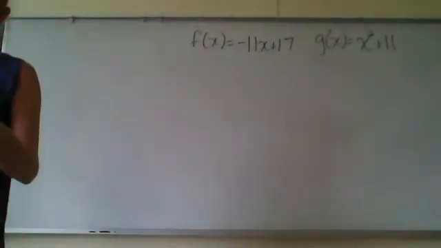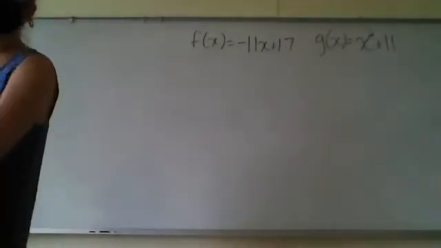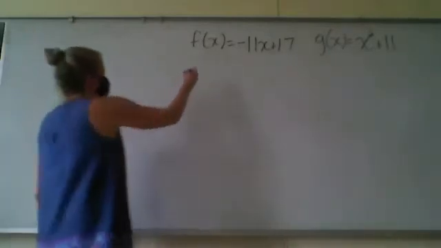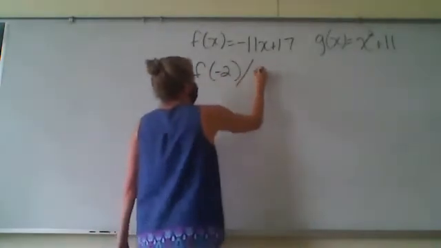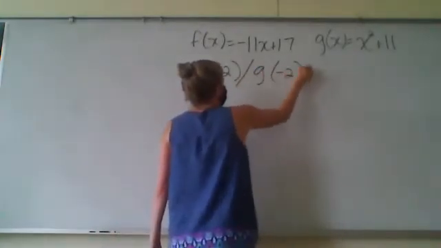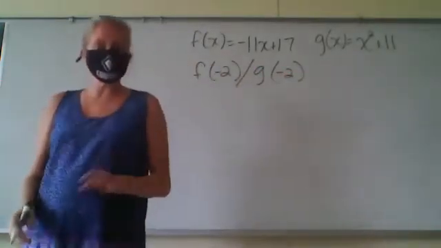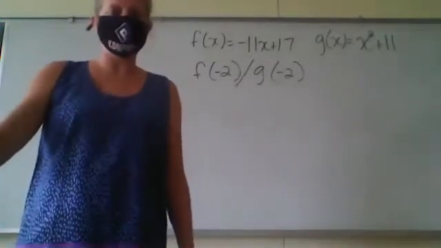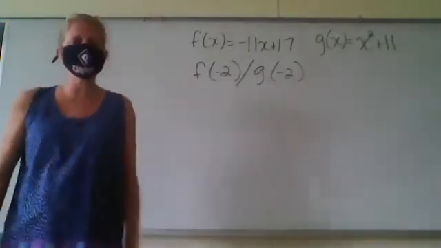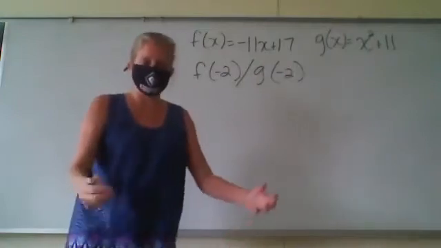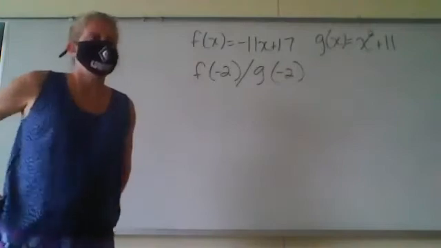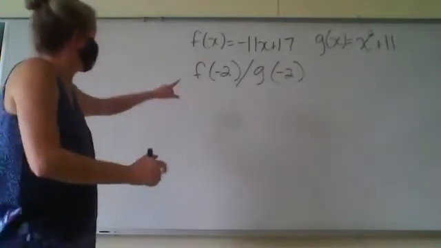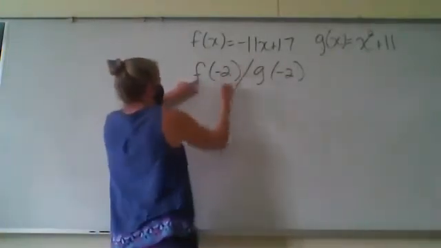It wants me to find f of negative 2 over g of negative 2. So f of negative 2 over g of negative 2. So same thing's going to happen. I'm going to find f of negative 2. Then I'm going to go find g of negative 2. Get my two answers and put the f solution over the g solution and then reduce it if I need to. So let's see. F of negative 2.